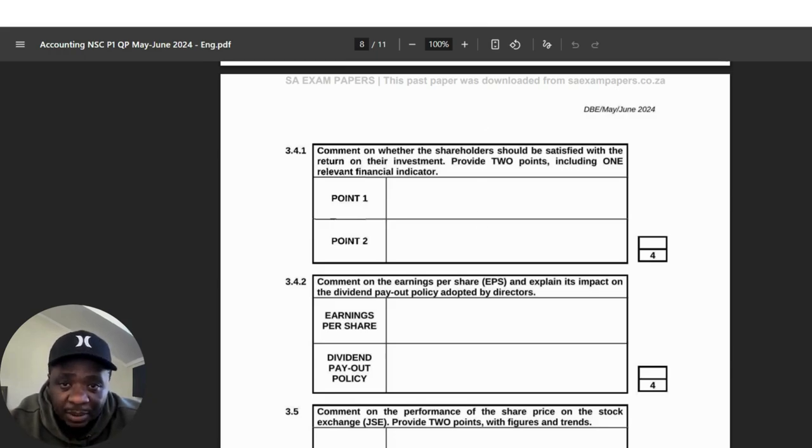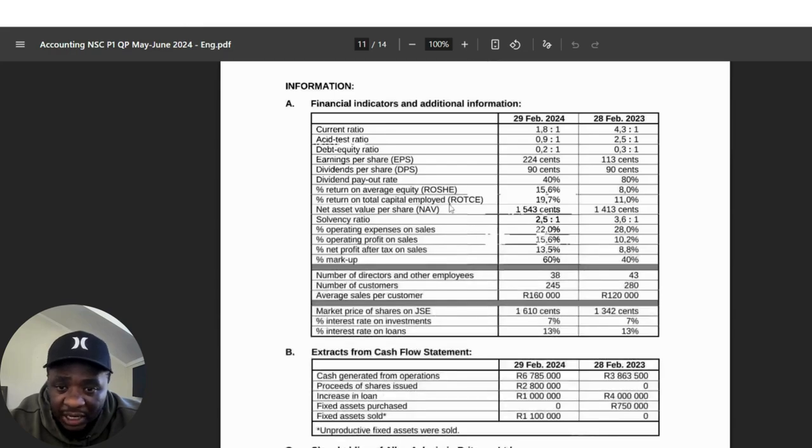And then we'll look at the dividend payout policy. So earnings per share, well, there's a big improvement. So we're going to say earnings per share improved massively from 113 cents to 234 cents. Let's look at the dividend payout rate. Well, in the previous year, the business paid out 80% of its earnings per share, but now in the current year, it is only paying out 40%, which means that the business probably has some expansion plans as it is keeping most of the profits and reinvesting them back into the business.